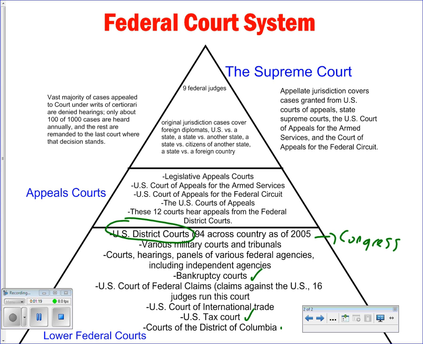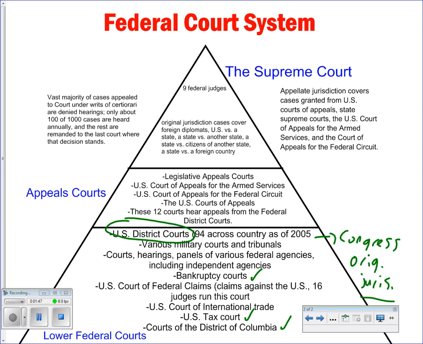Congress runs the District of Columbia. They are responsible for putting a court together to run that. But most of them are district courts that basically do the day-to-day operations and handle any interpretations of the Constitution. They also have what is called original jurisdiction. They are the first people to hear the case. They do not hear any cases on appeal.